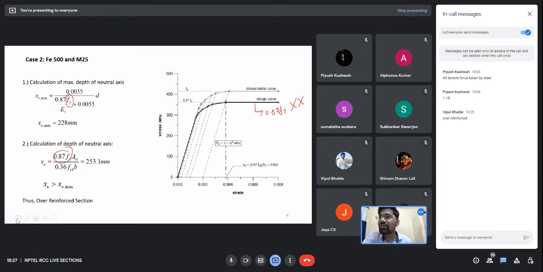Are you all getting me? Type yes in the chat box if you are getting.